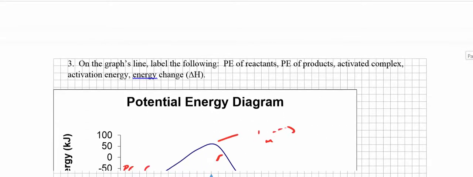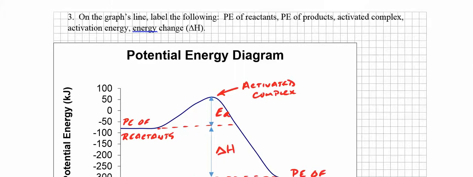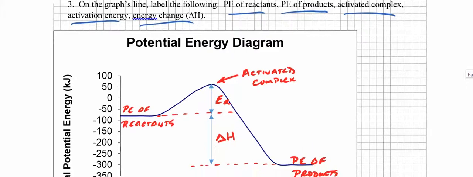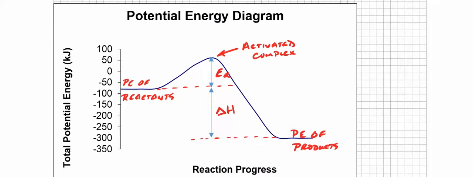So on number 3, it says, on the graph's lines, label the following. They're asking us to label the potential energy of the reactants, the potential energy of the products, the activated complex, and the activation energy and the energy change, which we call delta H. So let's look at those. So here's the potential energy diagram that we were looking at, but this time with those things labeled.